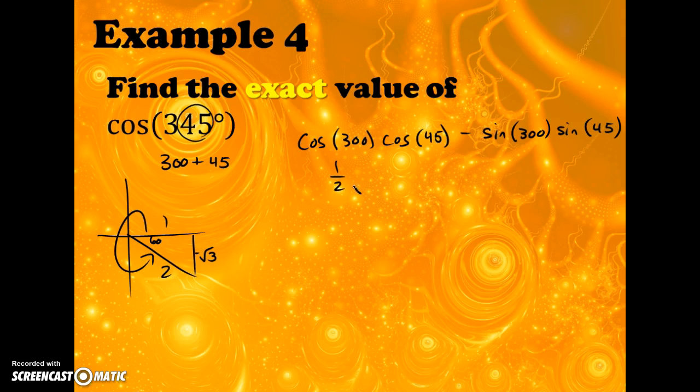So my cosine is just 1/2. 45, we've done that twice already. We've got that memorized. Sine in this scenario is going to be negative root 3 over 2. My sine of 45, same old story. And now I've got myself root 2 over 4 minus negative, so plus root 6 over 4, and that's my answer.